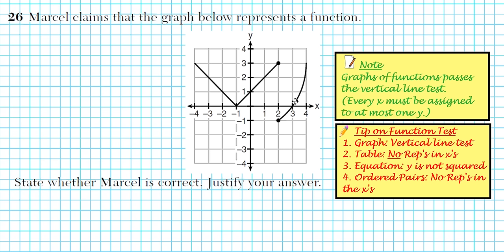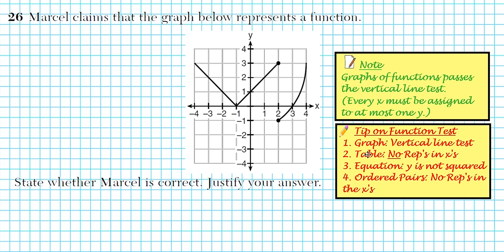Now, one thing to note is that graphs of functions pass the vertical line test, okay? What is the vertical line test? If you take a vertical line and swipe it through the entire domain of a function, the vertical line must intersect the function at most 1 point in the entire domain. If it intersects at more than 1 point, the graph fails the vertical line test and it is not a function.